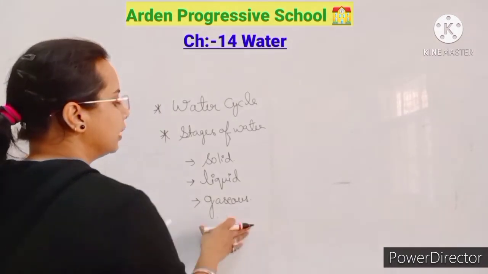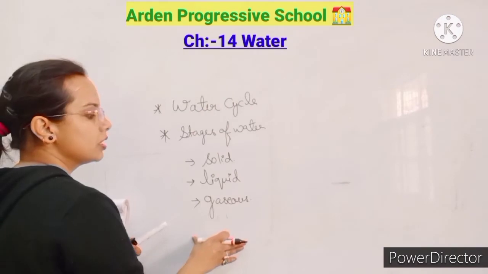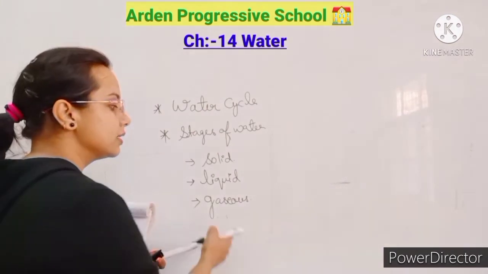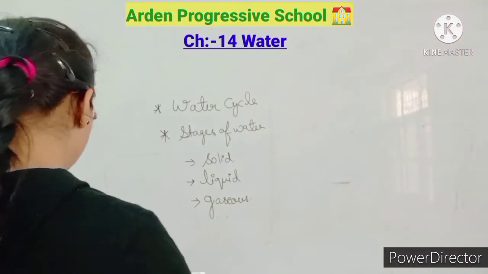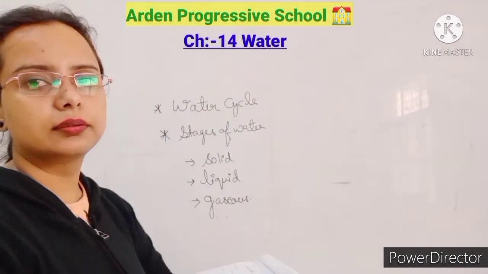Okay, so you know that one of the processes of the water cycle is evaporation. So evaporation of the water is the gaseous state of water. Now let's move to the next topic.